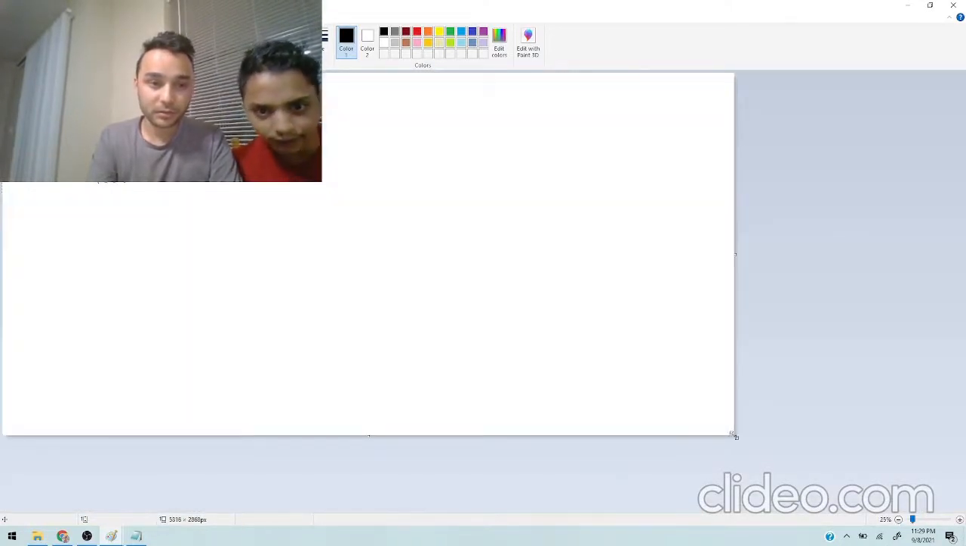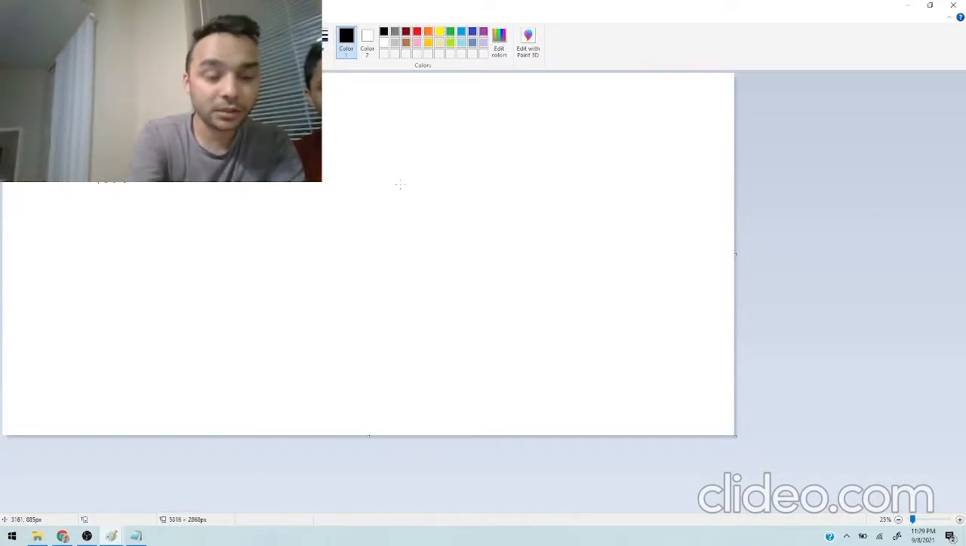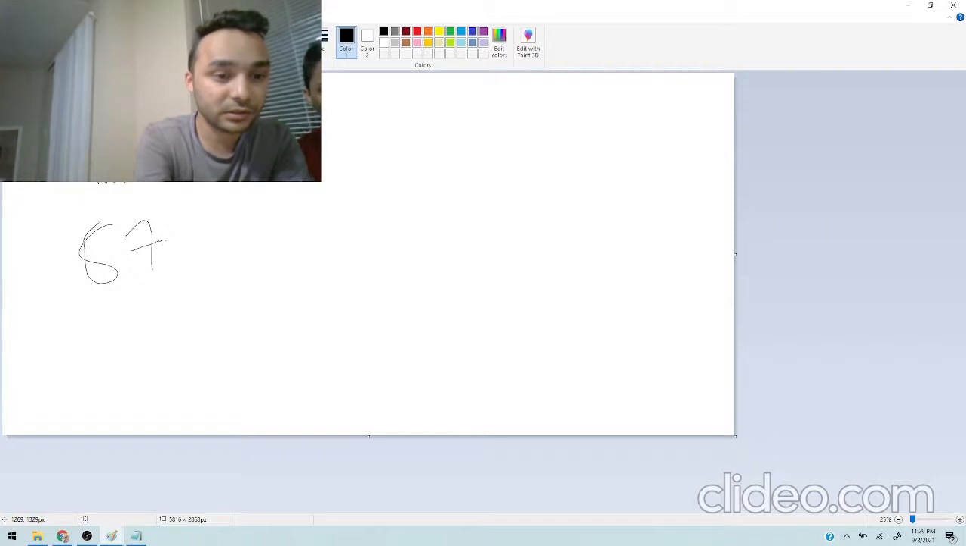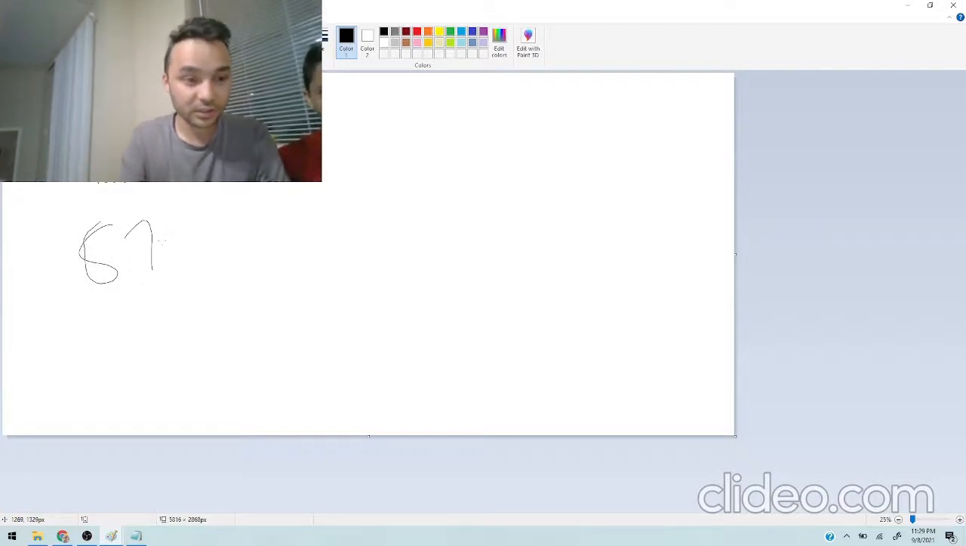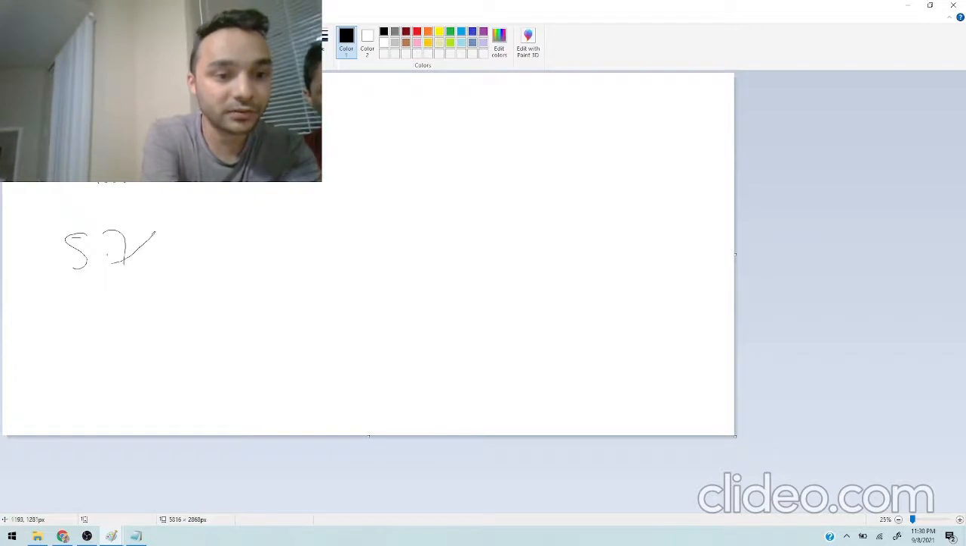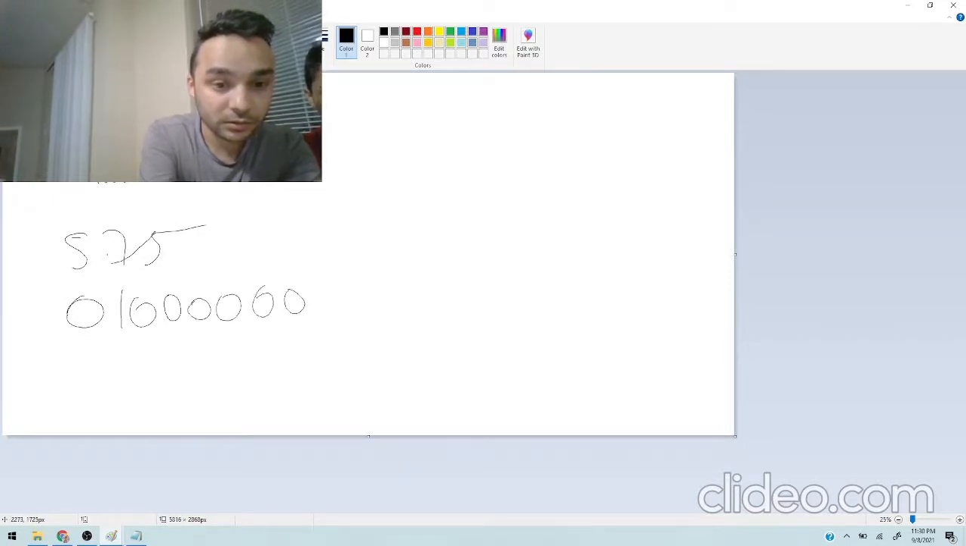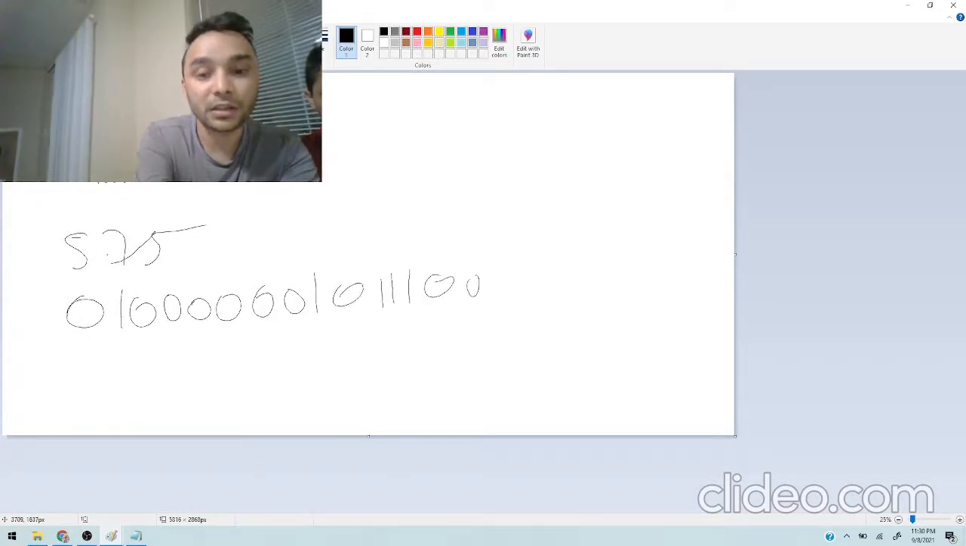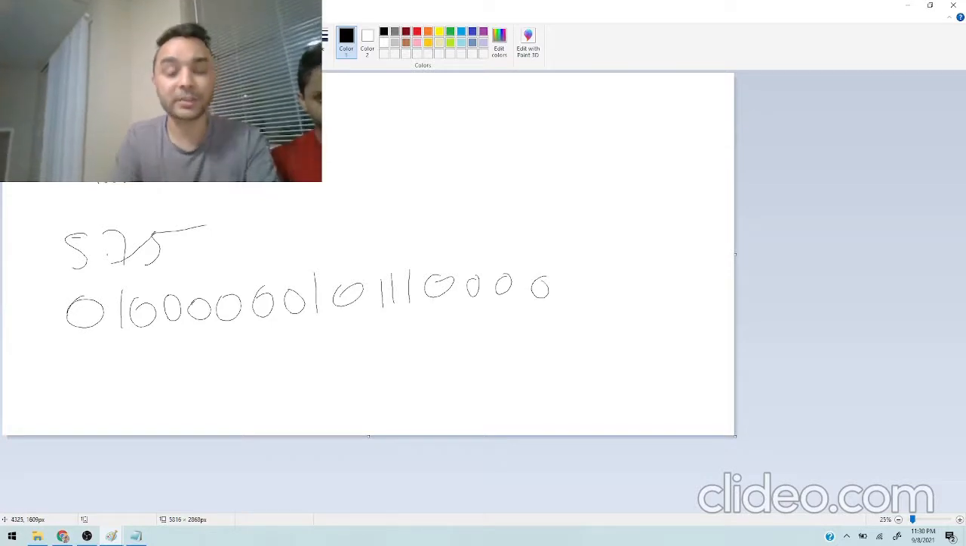Yeah, we can go over the final number. So the final floating number for 5.75 is 0, 1, 0, 0, 0, 0, 0, 1, 2, 3, 4, 5, 6, 1. After that 0, 1, 1, 1, and zeros until we make the 23 bits.